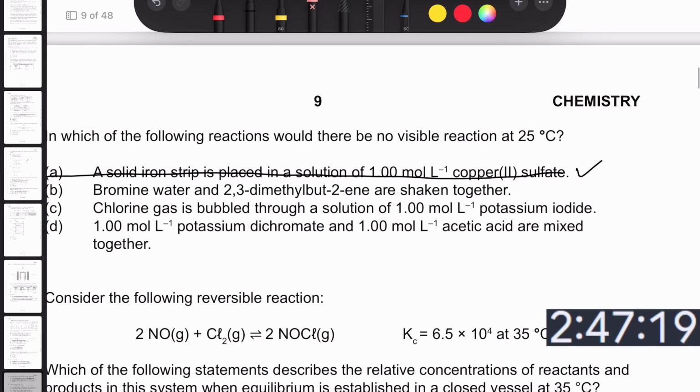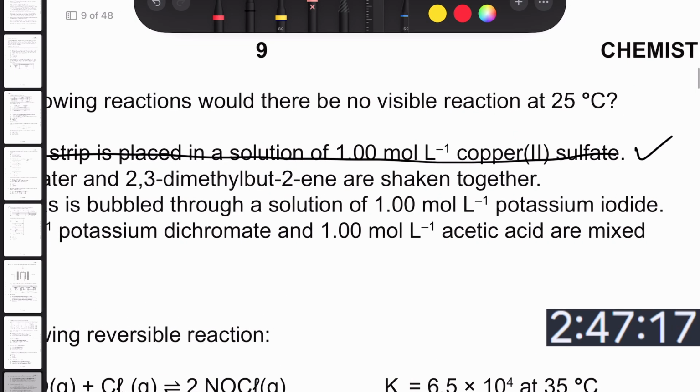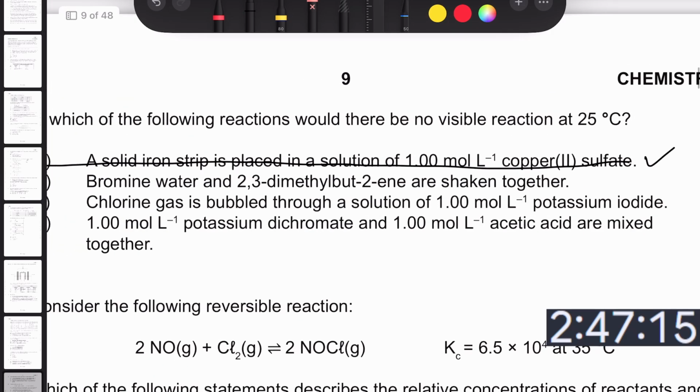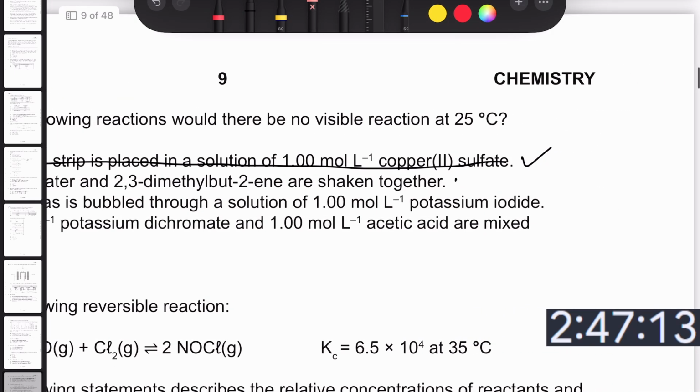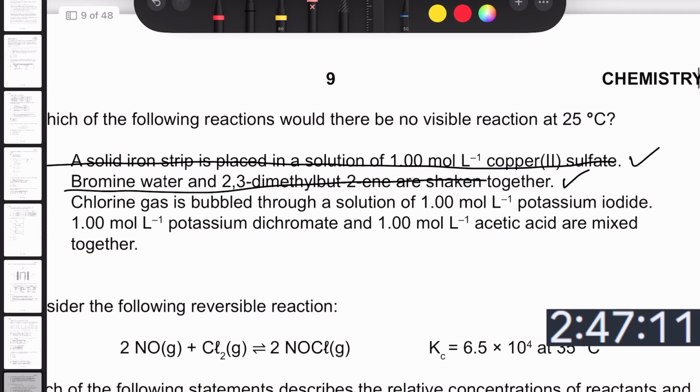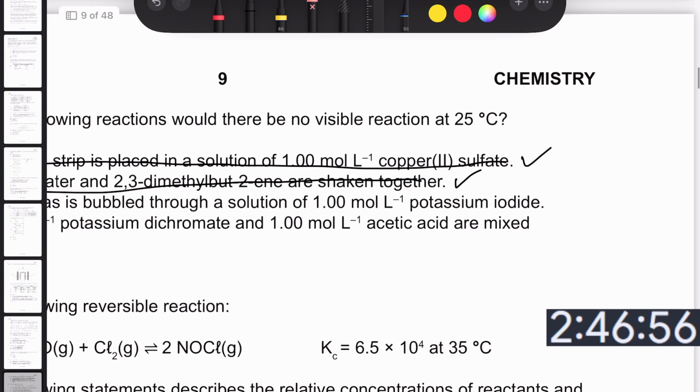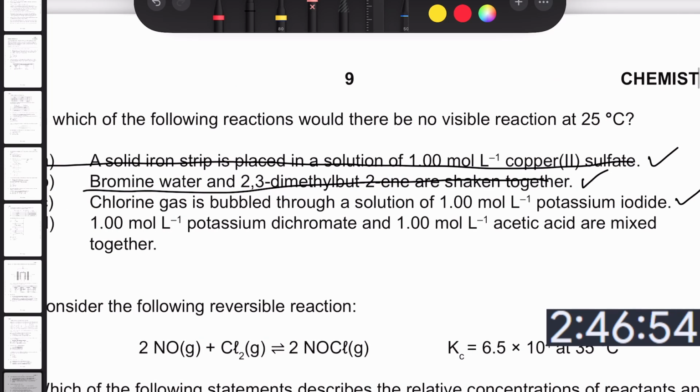Bromine water and 2,2-dimethylbutene are shaken together. That one's fine. That's not that one. Chlorine gas is bubbled through a solution of 1 mole of potassium iodide. So Cl2 gas and potassium iodide. So this would be one.